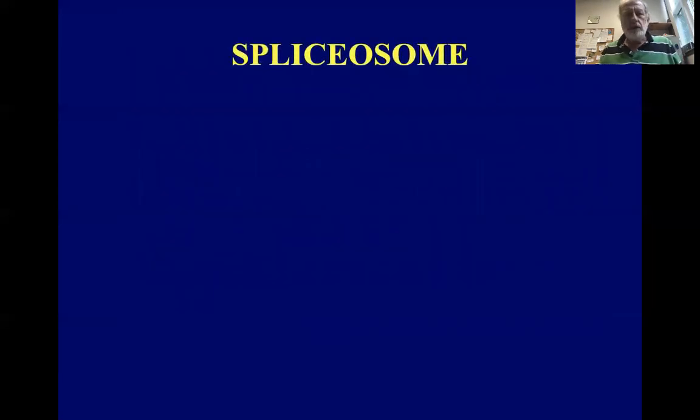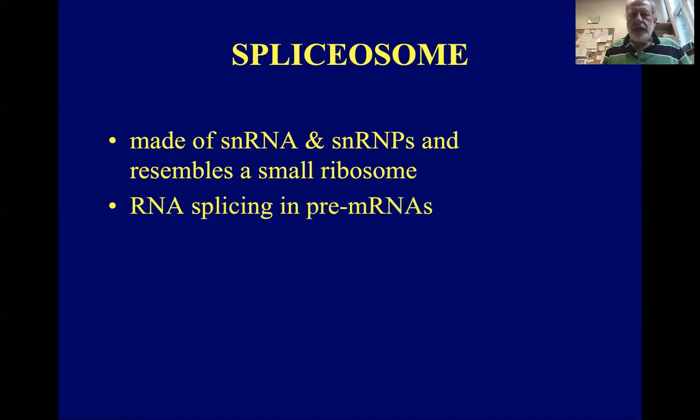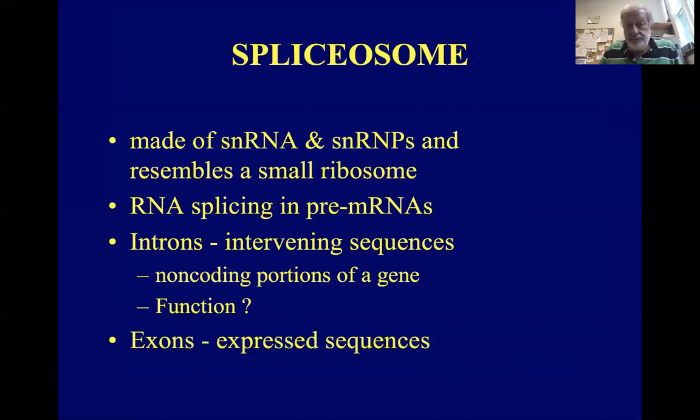Now we're starting to discuss intron removal, and we'll do messenger RNAs first. So a spliceosome is a molecular structure made of small nuclear RNA and small nuclear ribonucleoproteins. That's what RNP stands for. It kind of looks like a ribosome, and it cuts introns out of the pre-messenger RNA. And again, we don't know what the introns are for, but they're such a big part of genes, they must have some important function.